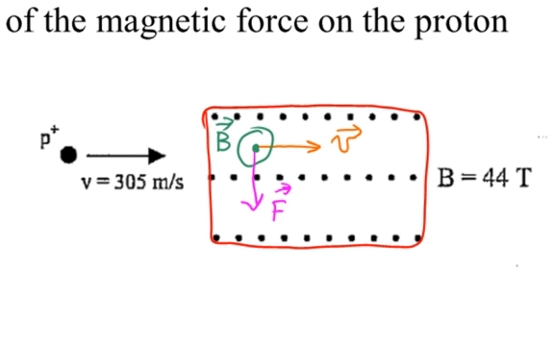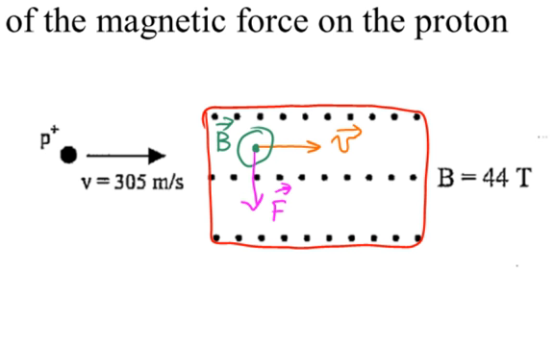So I've sketched here what those three vectors look like. V is to the right. Those are the fingers of my right hand. Now again, use your right hand. This is a positive charge. My open palm is going to be facing me, and the force is going to be downward.